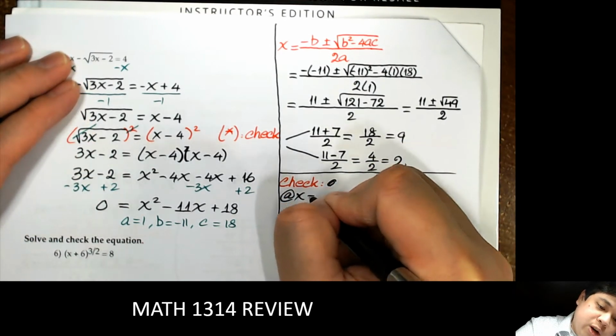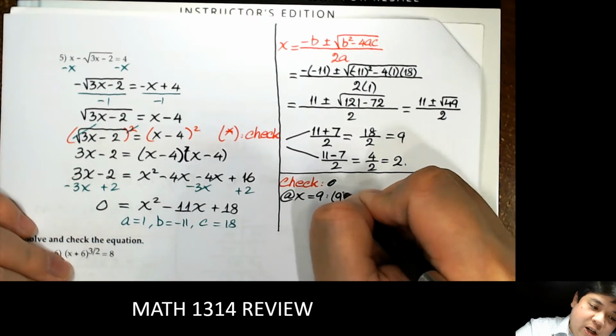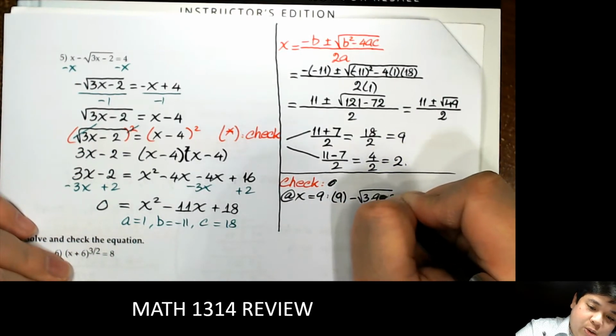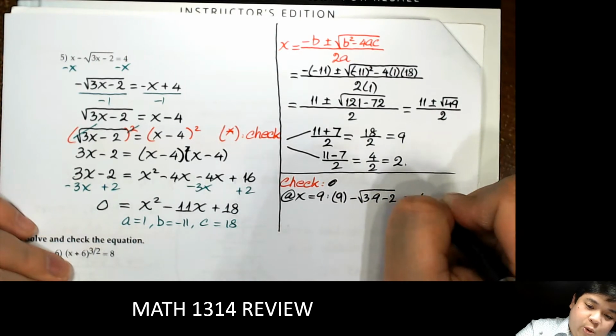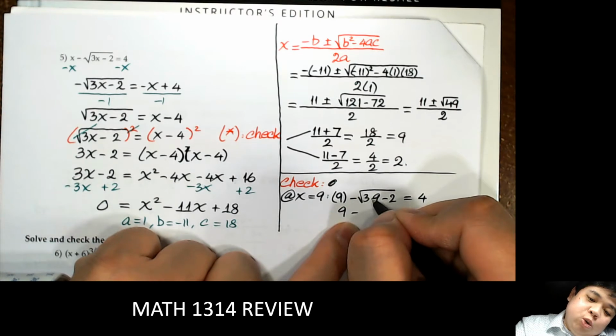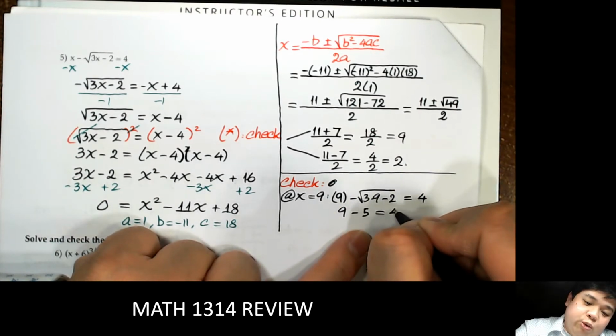At x equal to 9, we have 9 minus the square root of 3 times 9 minus 2 equal to 4. That is 27 minus 2 is 25. The square root of 25 is 5, so 9 minus 5 equal to 4. So that's good.